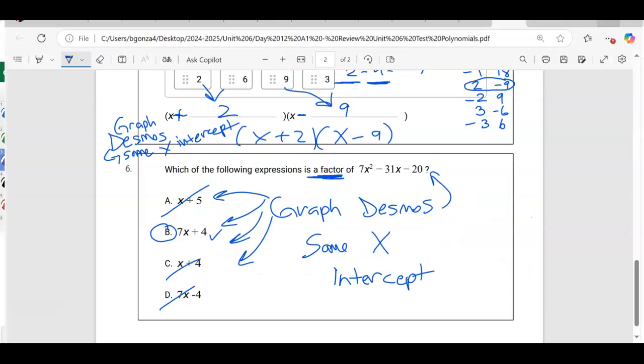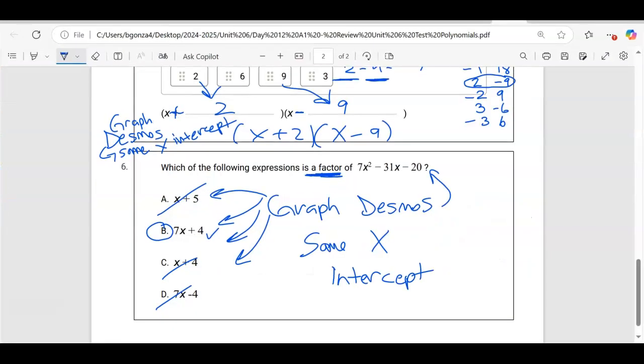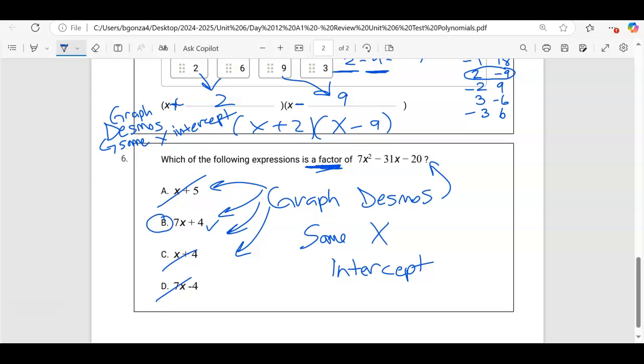All right. So again, whenever you're trying to find a factor, you can graph in Desmos, see which one has the same x-intercept. Okay. That's your review. Test tomorrow, just like this review. Very, very simple. Just make sure you understand each of these problems.